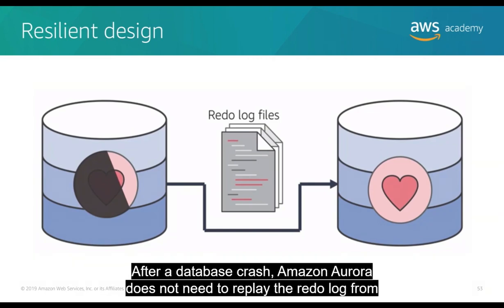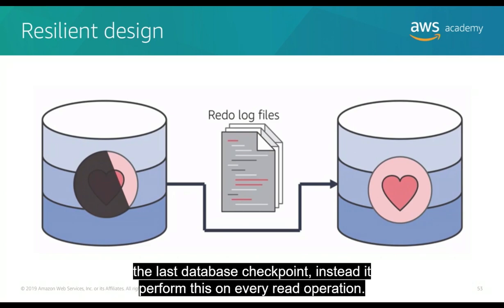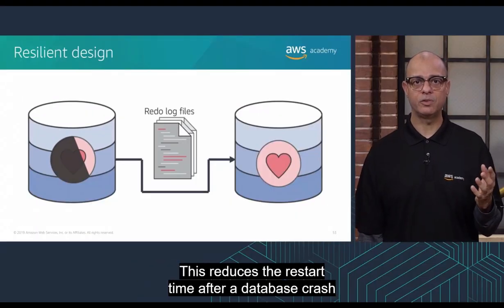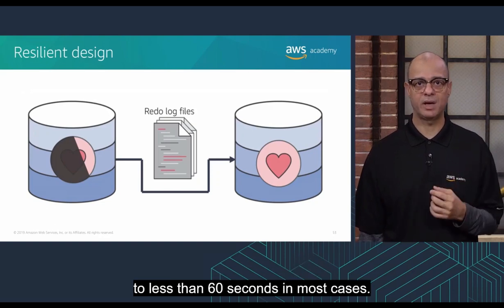After a database crash, Amazon Aurora does not need to replay the redo log from the last database checkpoint. Instead, it performs this on every read operation. This reduces the restart time after a database crash to less than 60 seconds in most cases.